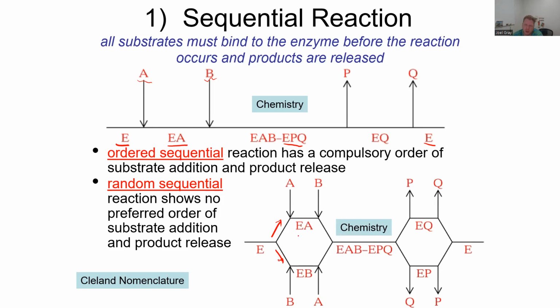Either it can bind A, resulting in EA, and then bind B, and then result in EAB. Or the free E can bind B, forming EB, and then A can bind, and you get a similar EAB variation. And then on the back end, the two different products, P and Q, can be released in different time frames. So that's what's important to recognize about these two models. Either there is a required order or there is a required kind of randomness.